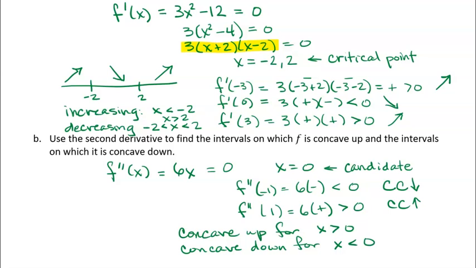Okay. Now at 0, the second derivative is 0, right? Because that's what we figured out. So you can't say it's concave up or concave down at 0. That's why I have greater than and less than instead of greater than or equal to or less than or equal to. Now, if I was going to use interval notation, I would say x greater than 0 is just (0, infinity), and it would be a curved bracket.